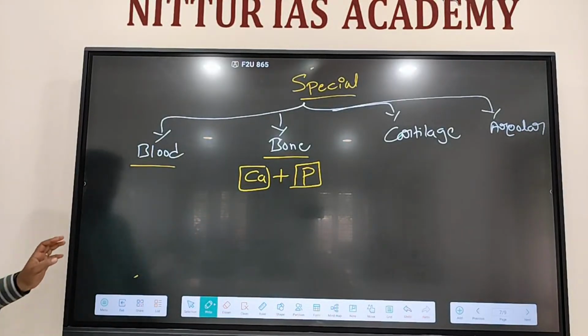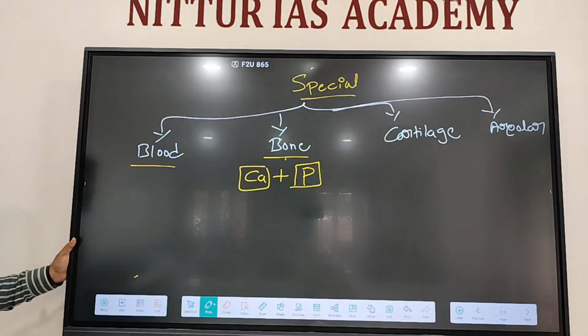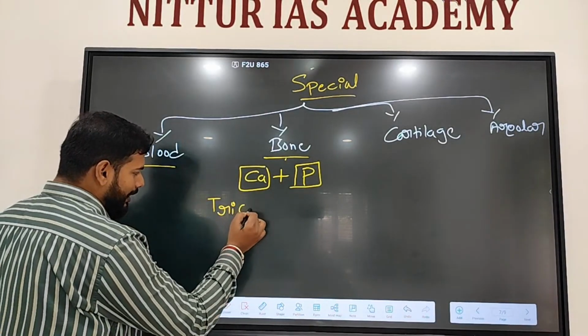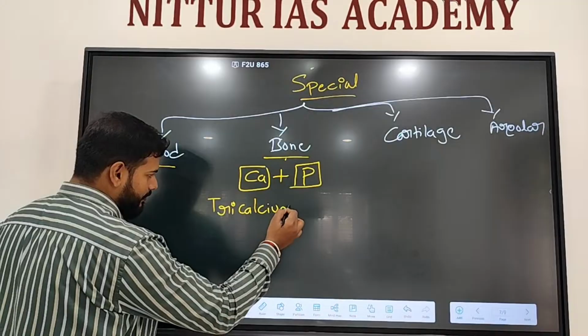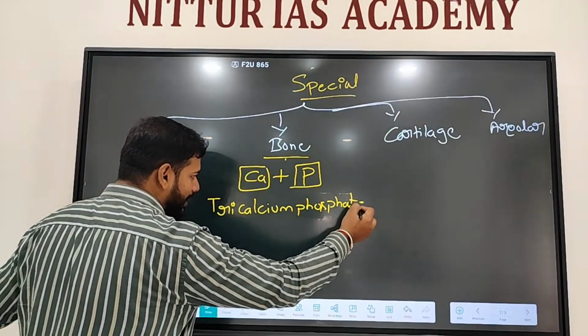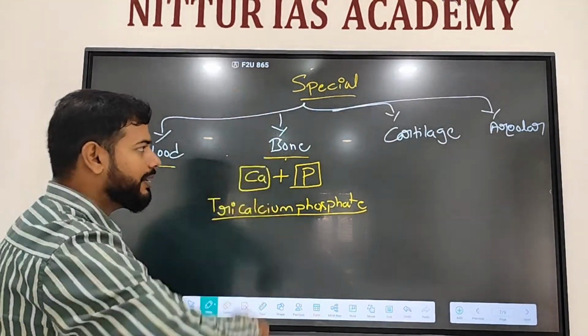Right. The bone and the teeth are majorly made up of calcium and phosphorus in the form of tricalcium phosphate. The chemical present in our bone and in our teeth is tricalcium phosphate, which majorly consists of calcium and phosphorus. Bone is special connective tissue.